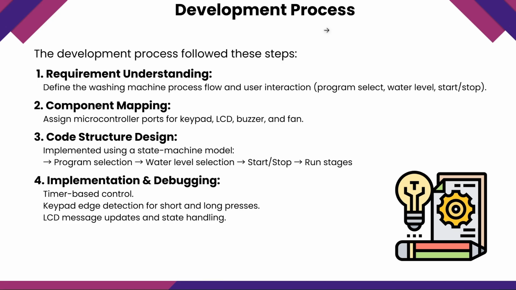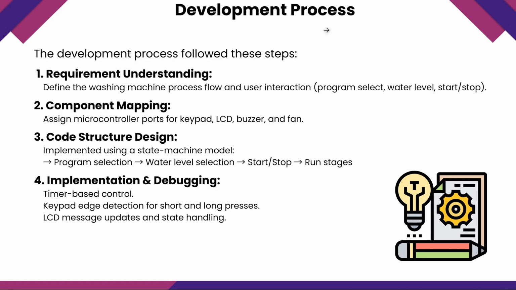Let's now go through how I developed this project step by step. The development process followed these steps. First is requirement understanding. I defined washing machine process flow and user interaction. This included program selection, water level, and start or stop operation. Second is component mapping. I assigned microcontroller ports for keypad, LCD, buzzer, and fan. Third is code structure design.